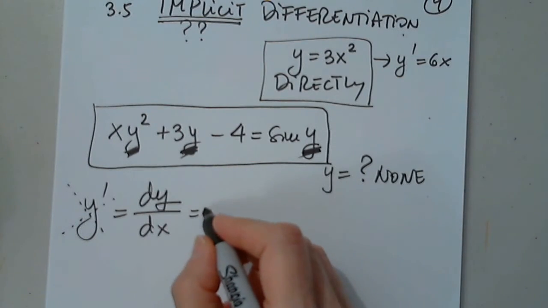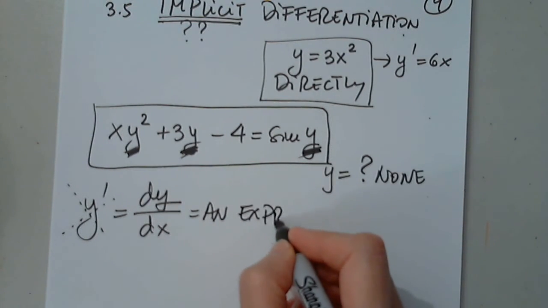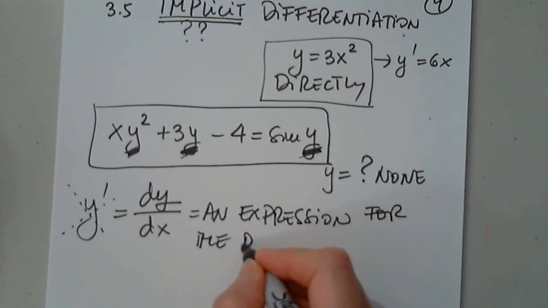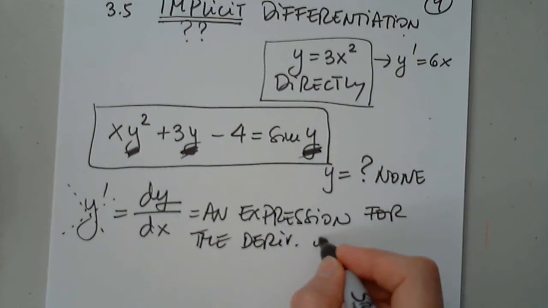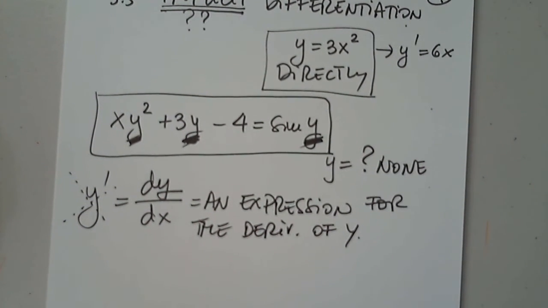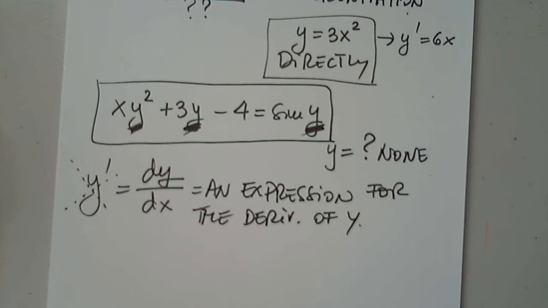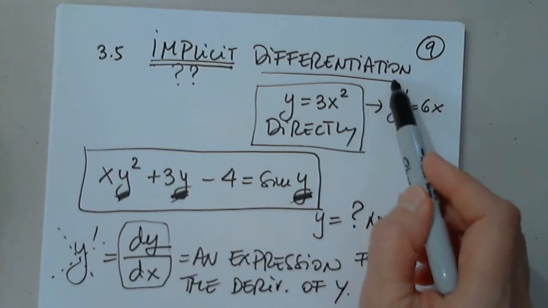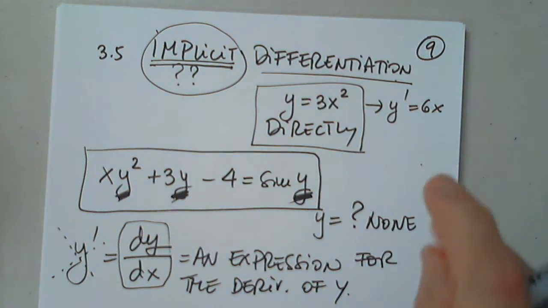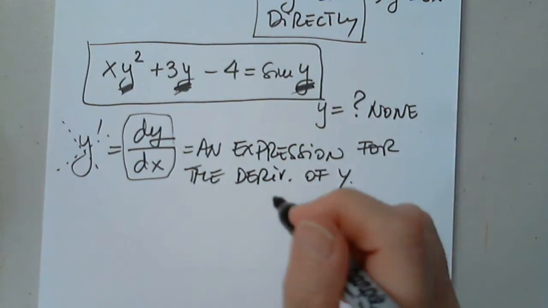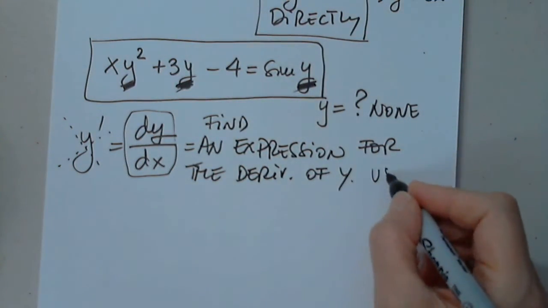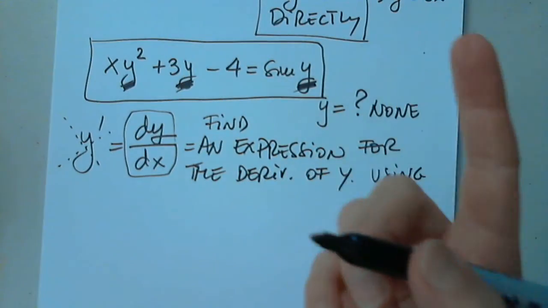So we're asked to find an expression for the derivative of y, but we don't have y. So what can we do to find an expression for this? We're going to differentiate implicitly. So find an expression for the derivative of y using implicit differentiation.